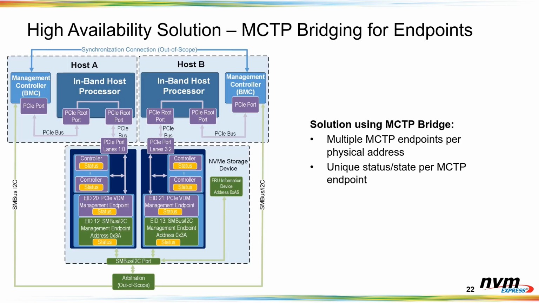So here we're back to that same picture we had before. And the pink line doesn't change at all for the PCIe bus, but the green line coming down around the bottom now comes back up into the SM bus port. And you can see it goes to 2 SM bus management endpoints.